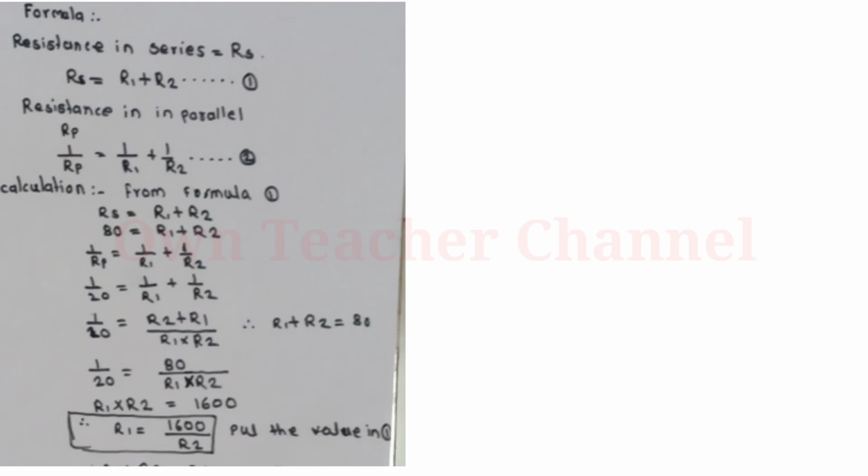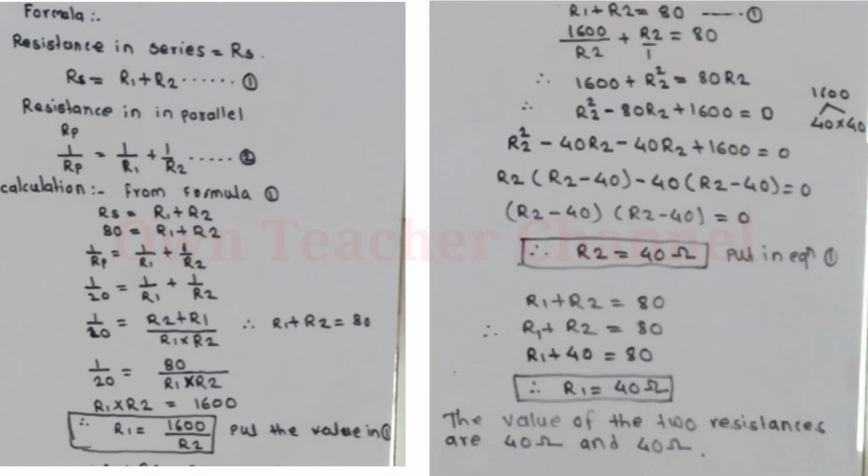Now R1 into R2 is equal to 1600. Therefore, R1 is equal to 1600 upon R2. Now we will put the value. R1 plus R2 is equal to 80, as we know. 1600 upon R2 is the value of R1, plus R2 is equal to 80. So 1600 plus R2 square is equal to 80 R2. R2 square minus 80 R2 plus 1600. Now we will here put fractions.